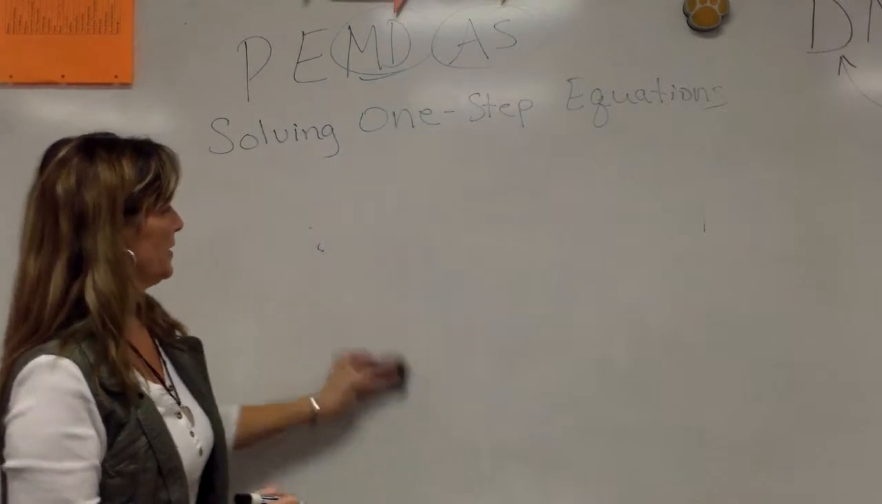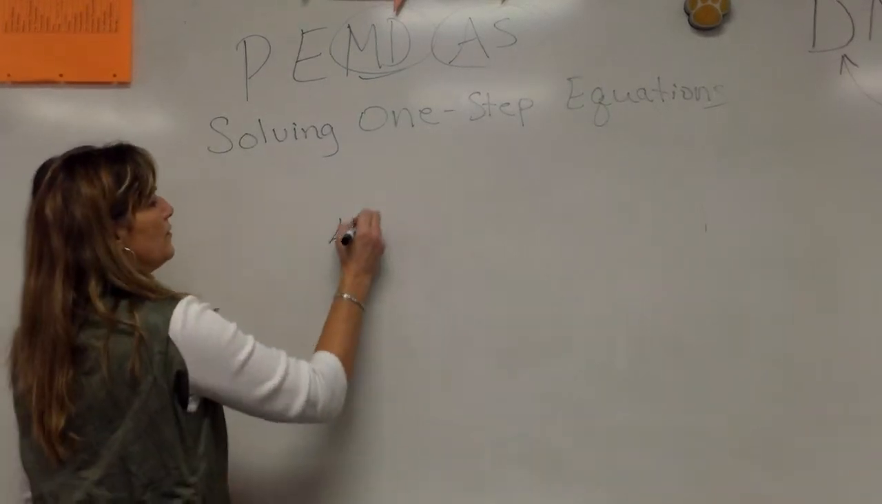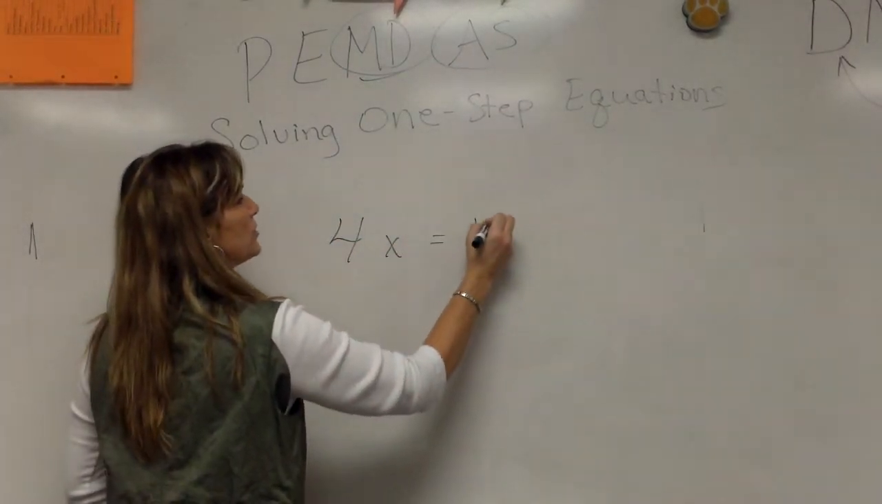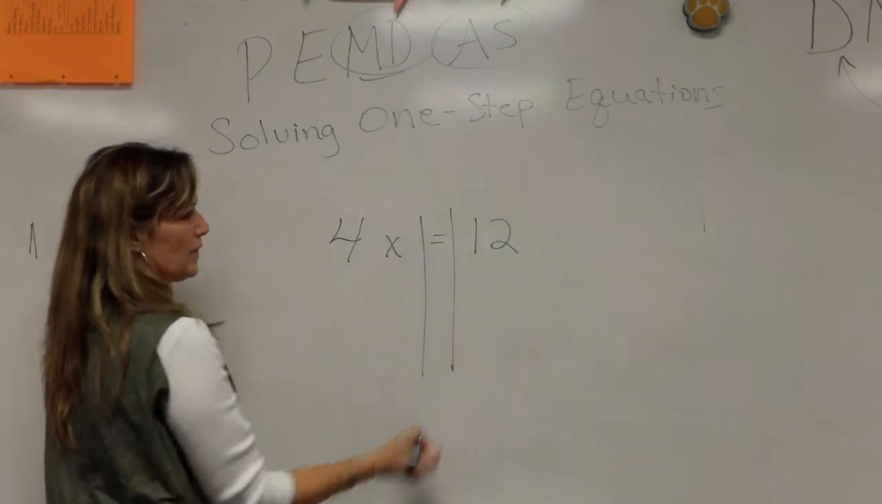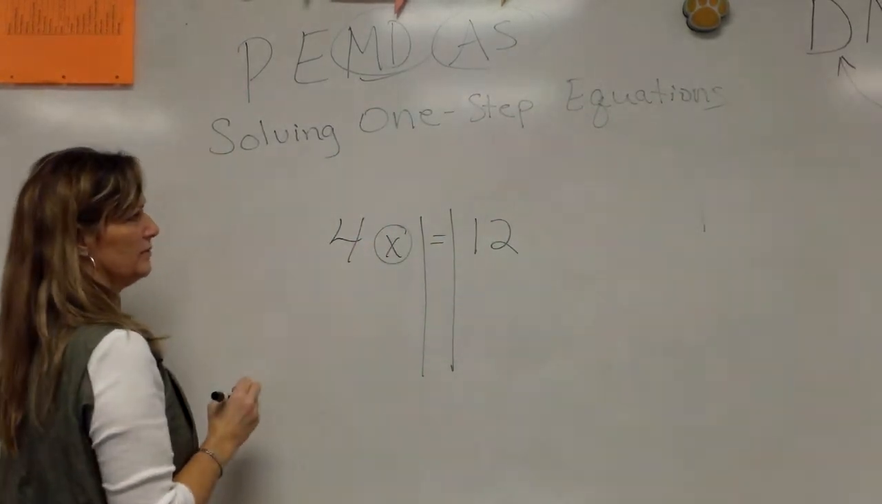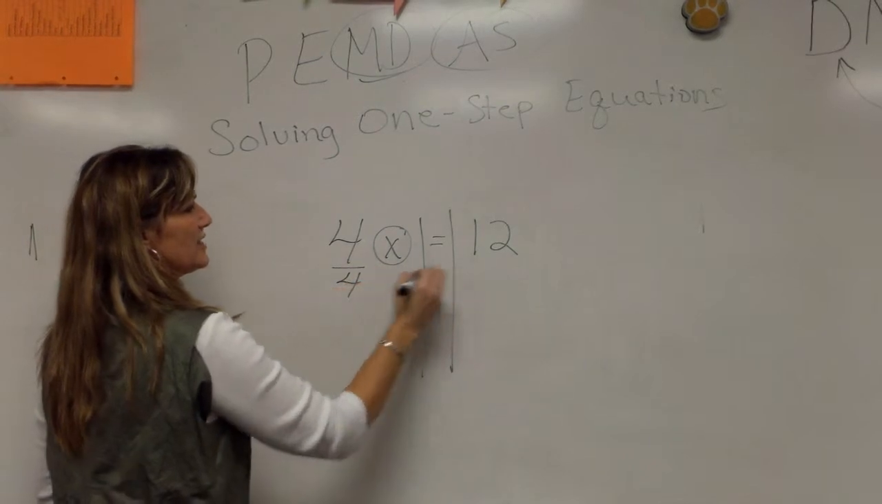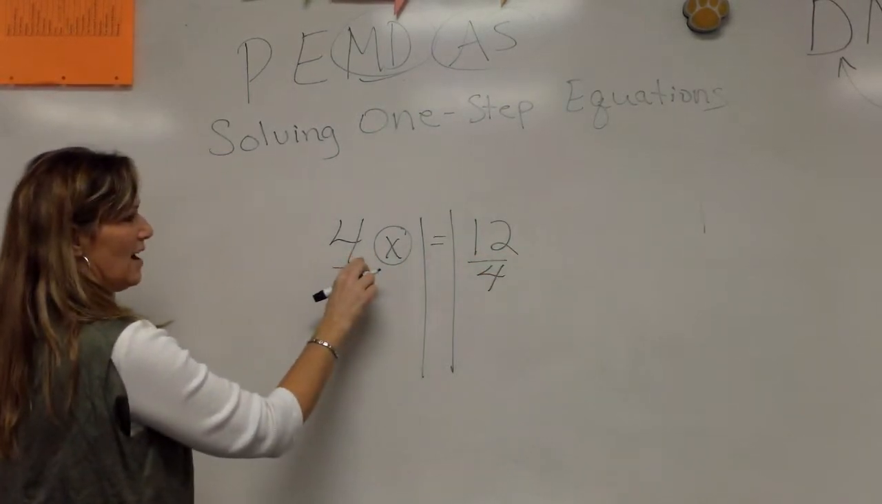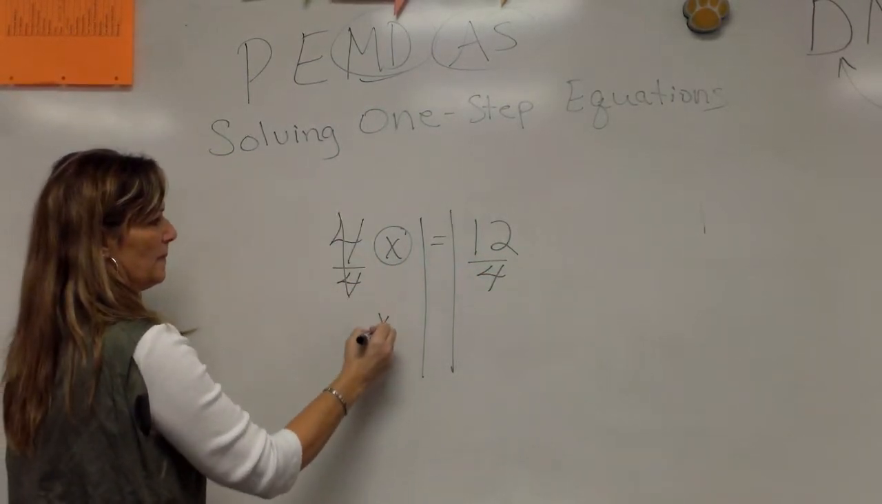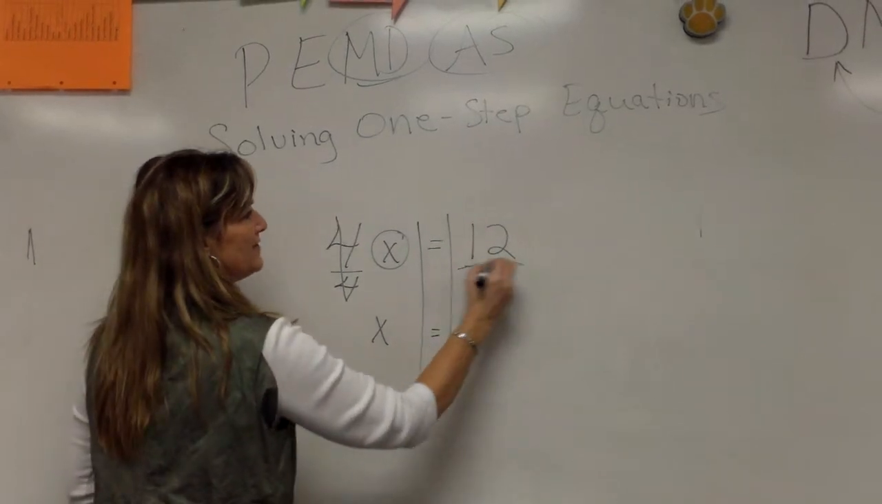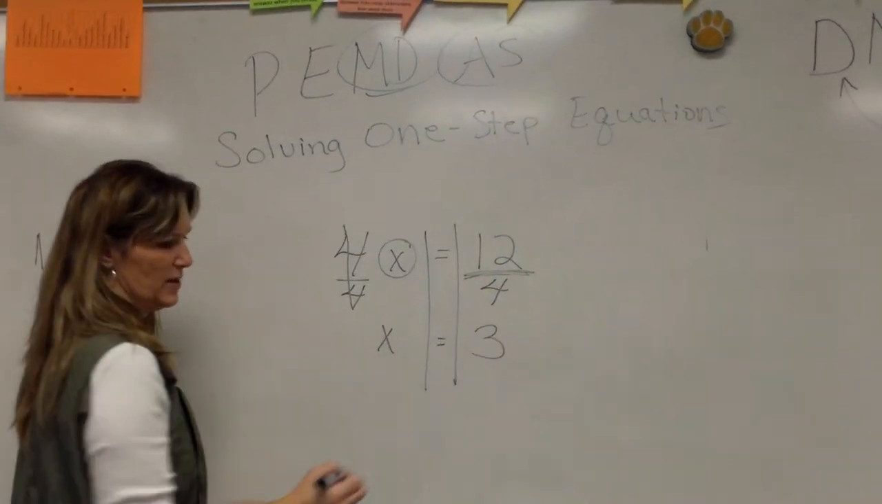We'll do one more multiplication. 4x equals 12. My variable by himself. I'm going to divide each side by 4 because that is the opposite of multiplication. 12 divided by 4 gives me 3.